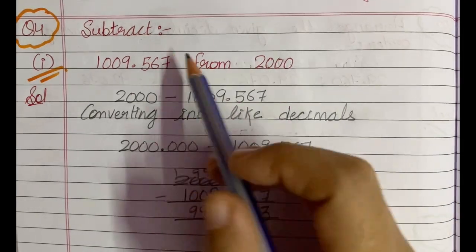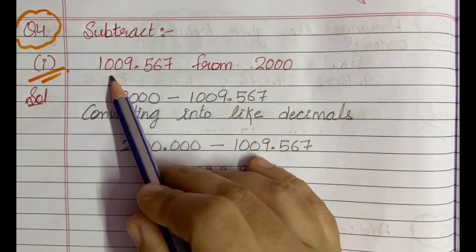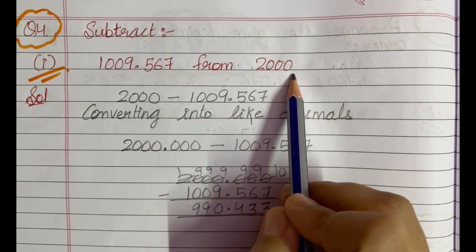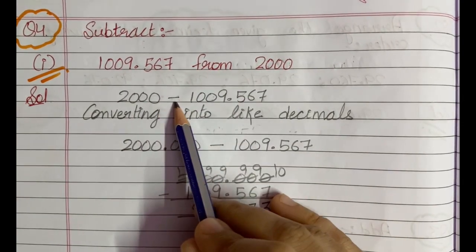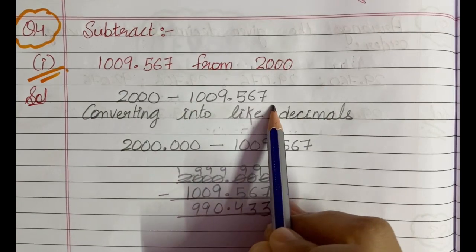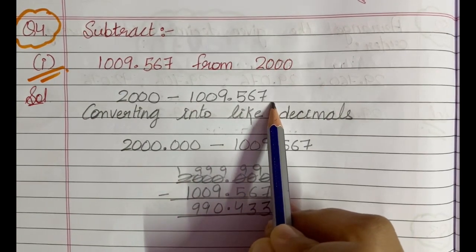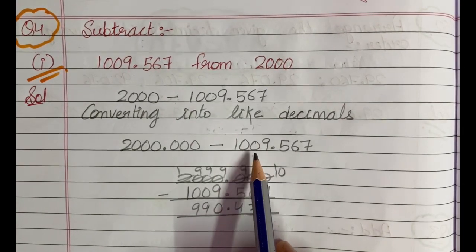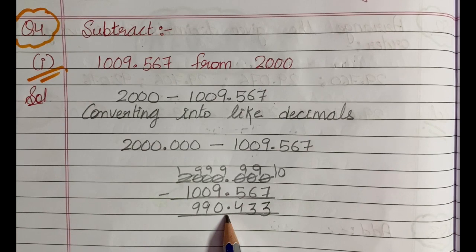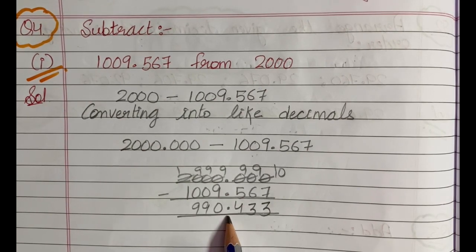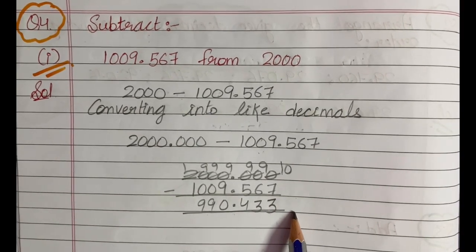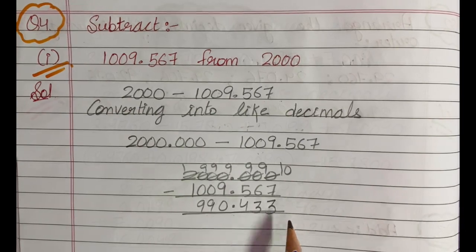Now the next question says to subtract 1009.567 from 2000. That means 2000 minus 1009.567. So students, firstly we will convert them into like decimals. After that we will write these numbers in column form and subtract them. And on subtracting we will get 990.433 as the answer. Hopefully it is also clear to you.